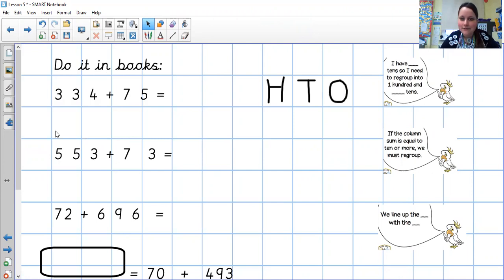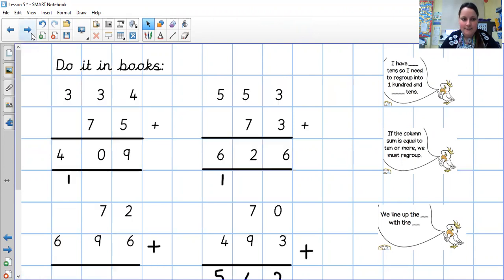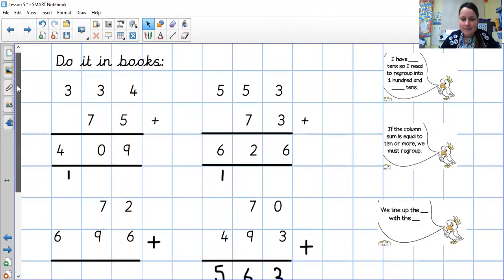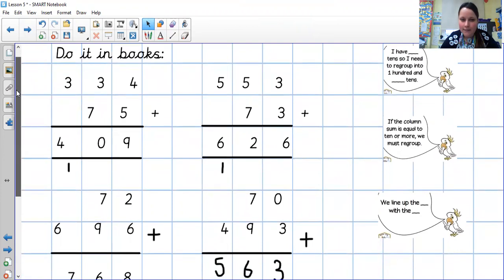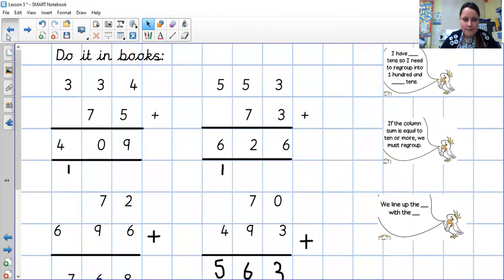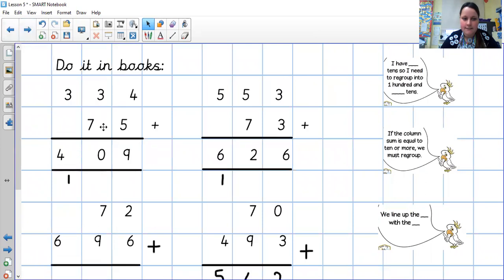Hopefully you've had a go at those 4 addition sums. And instead of writing it on a whiteboard today, I have put the answer on here so you can mark it yourself, but I will quickly go through each one. So your first question was 334 add 75. So hopefully you've noticed what I have missed out, what I haven't done. And I'm hoping you've done it in your books. What have I missed out? I haven't put my 100s, 10s and 1s. So hopefully you have put that into your books.